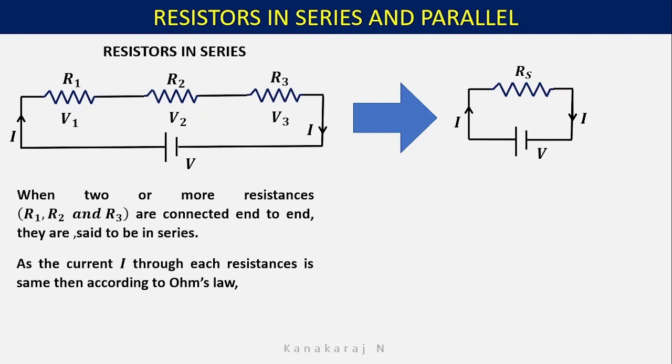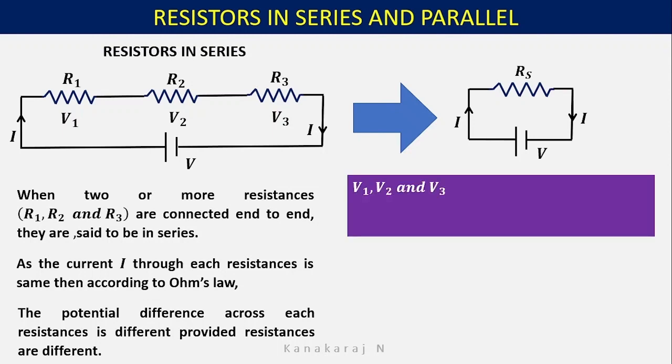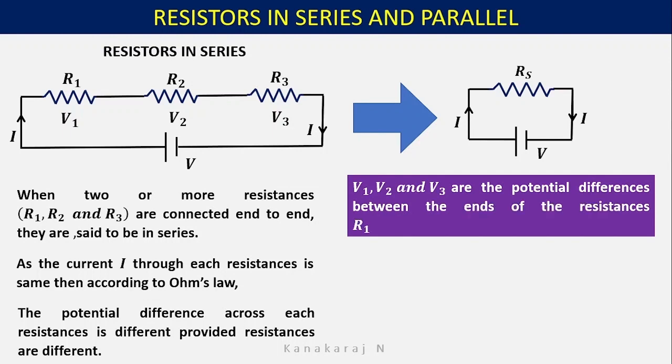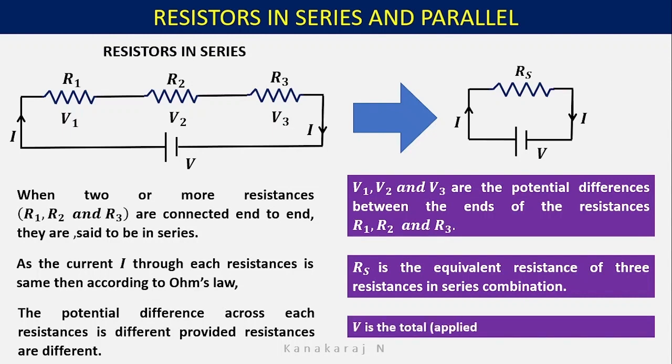So I is constant, so V becomes proportional to R. So the potential difference across each resistance is different, provided resistances are different. V1, V2 and V3 are the potential differences between the ends of the resistances R1, R2 and R3. Rs is the equivalent resistance of the three resistances in series combination. V is the total or applied potential difference.